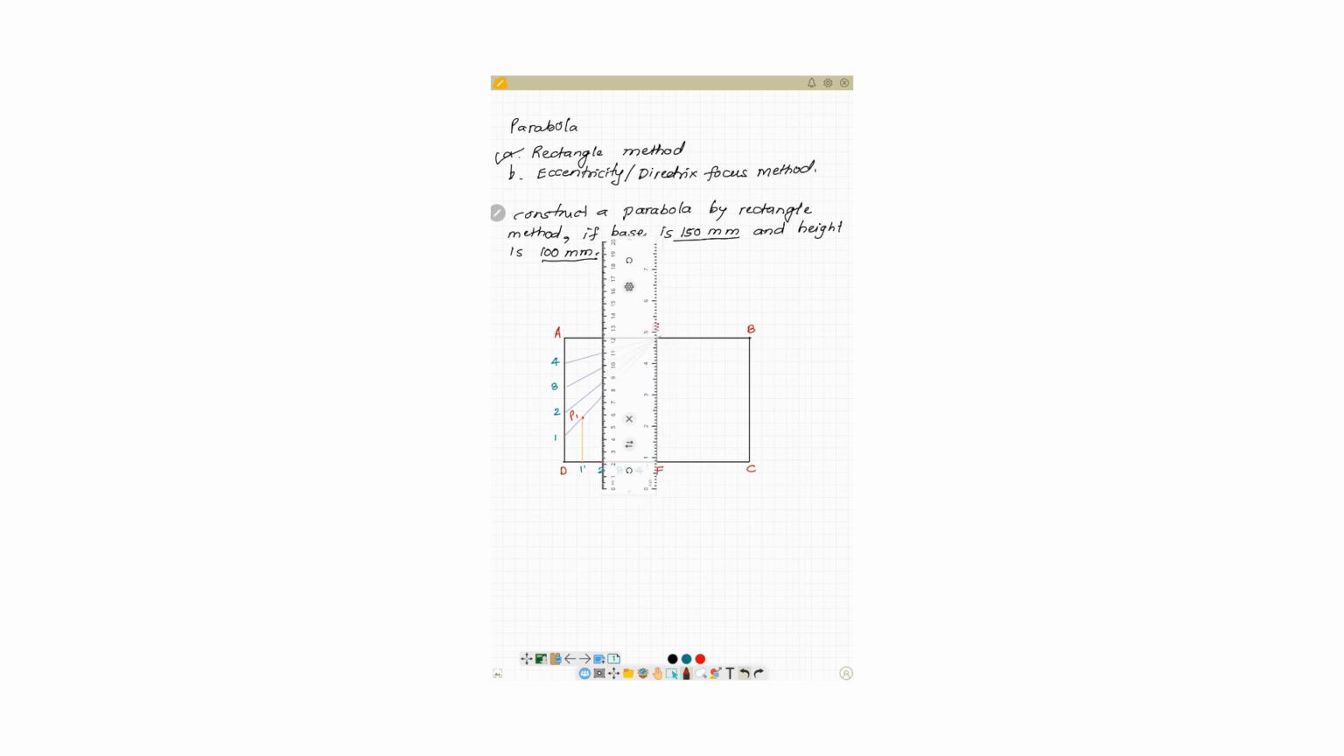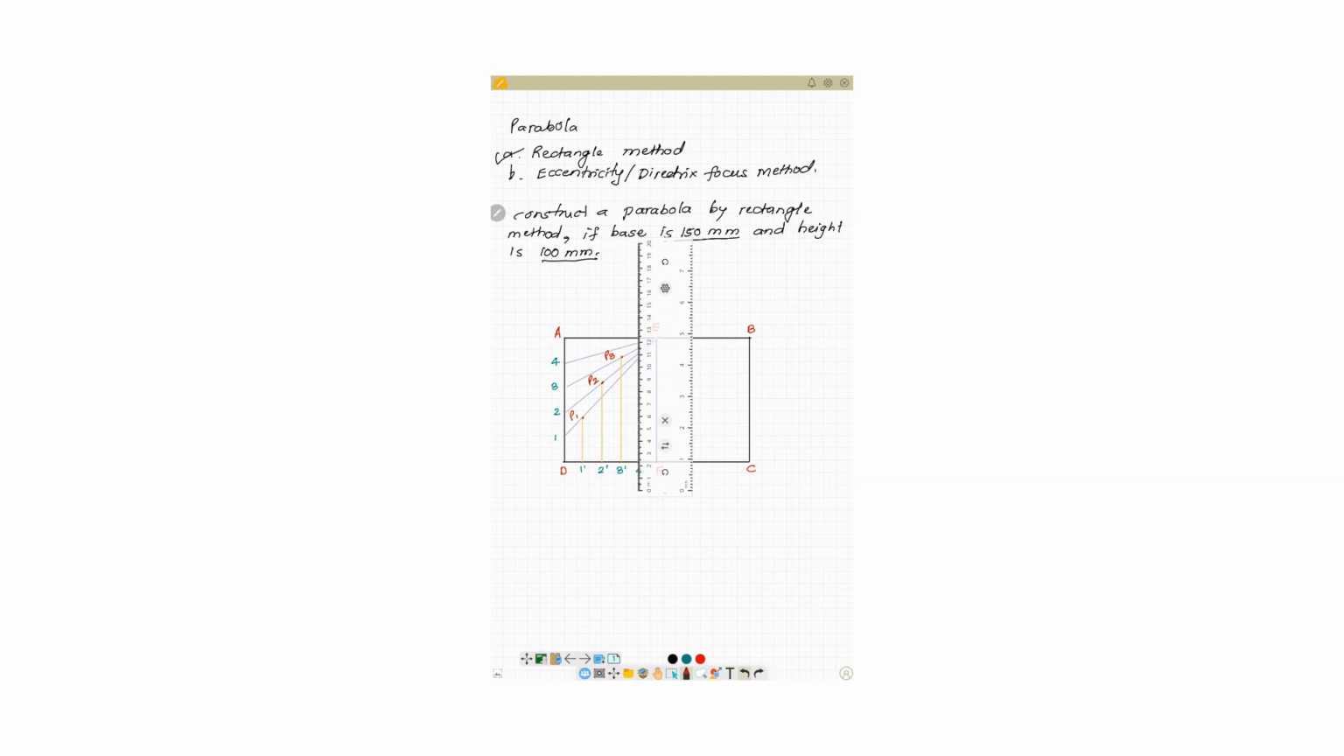Similarly, I will move my scale over point number 2 here, and I will draw a vertical line till it intersects line E2, and that will be the second point. I will name that point P2. Similarly, I will move the scale now over to point number 3, and I will draw a vertical line till it intersects the line E3, and that will be the third point, and I will name it P3.